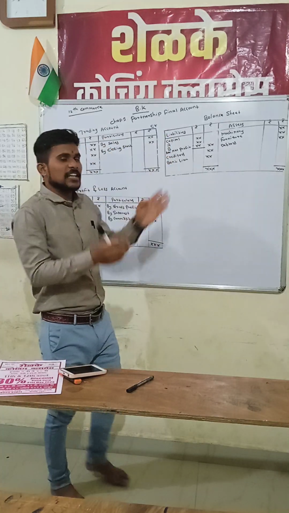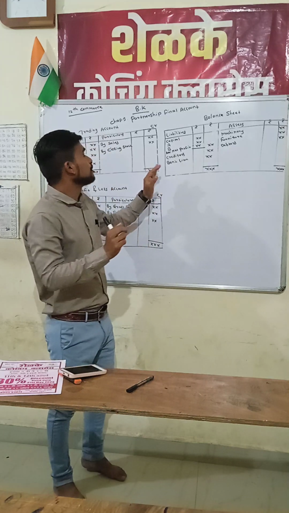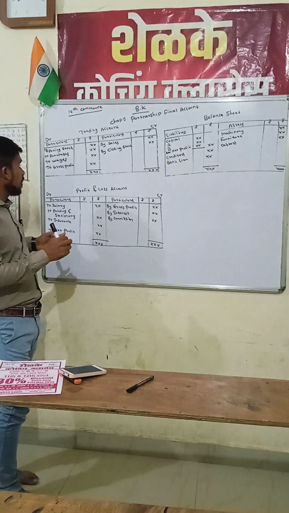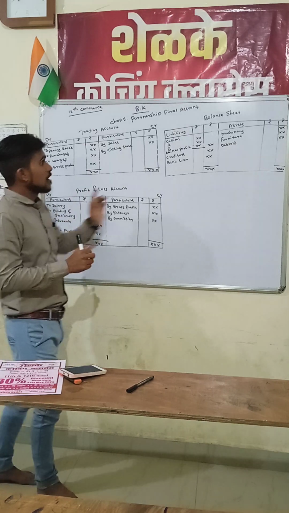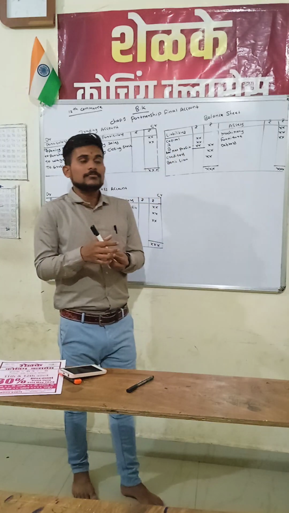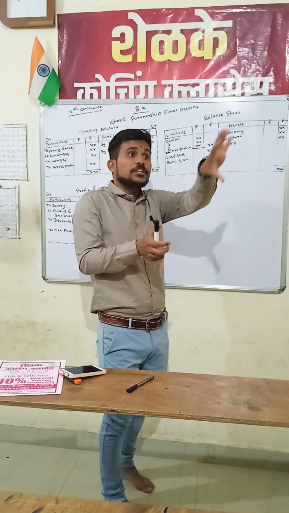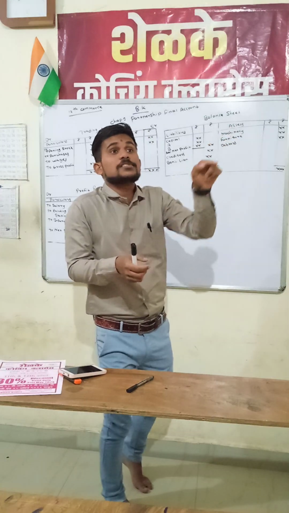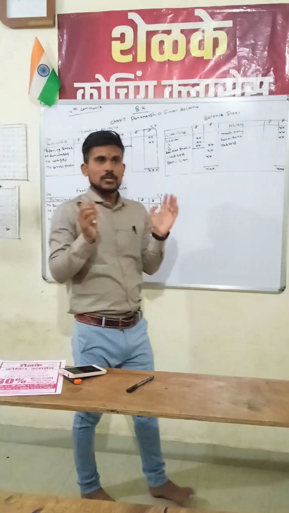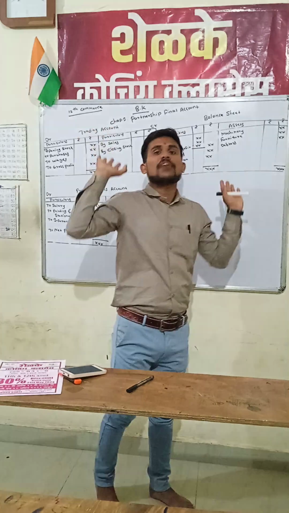Next one, liability side. Liability side includes the capital of the partners and it also includes the net profit that we got in the profit and loss account. Yes. Then creditors. What do you mean by creditors? A creditor means we purchase on a credit basis from a particular person, that particular person or the company is called your creditor. Now it's your bank loan. Suppose our business takes a loan from a bank or any financial institution.